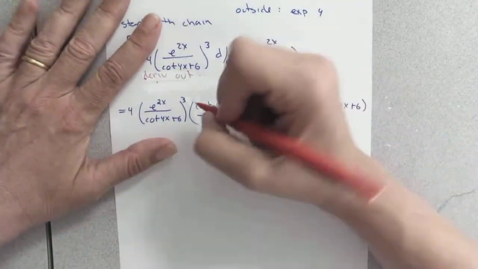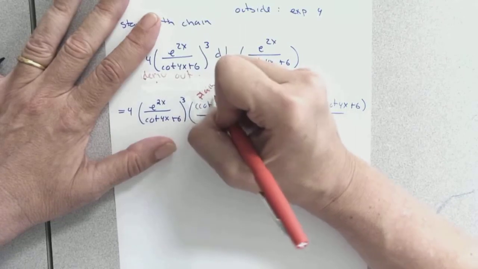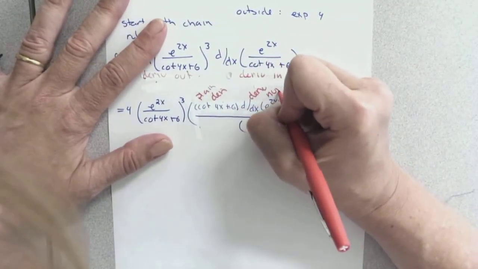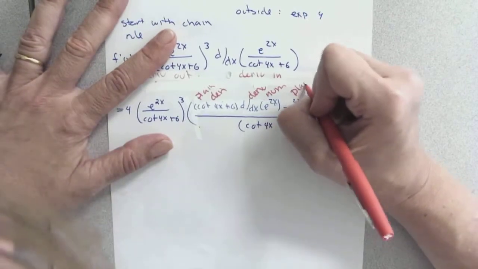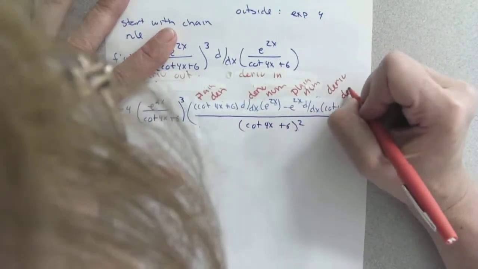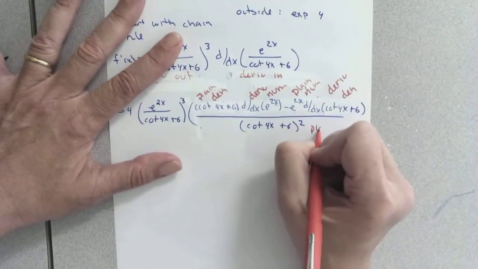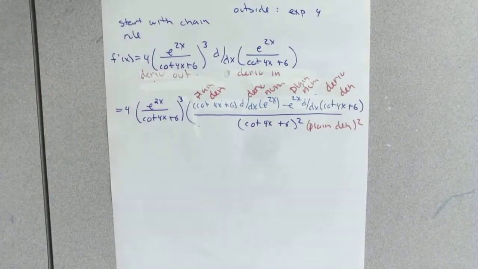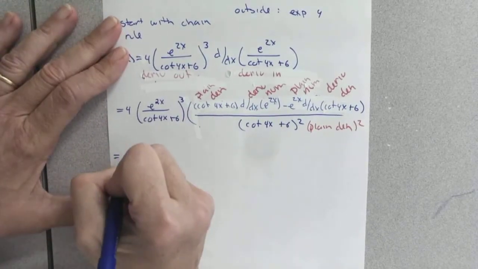Quotient rule. Plain denominator, derivative numerator, plain numerator, derivative denominator, plain denominator squared. And you wouldn't have to show this step again. That's just my attempt to get everybody to learn the quotient rule. So let's take those derivatives now.